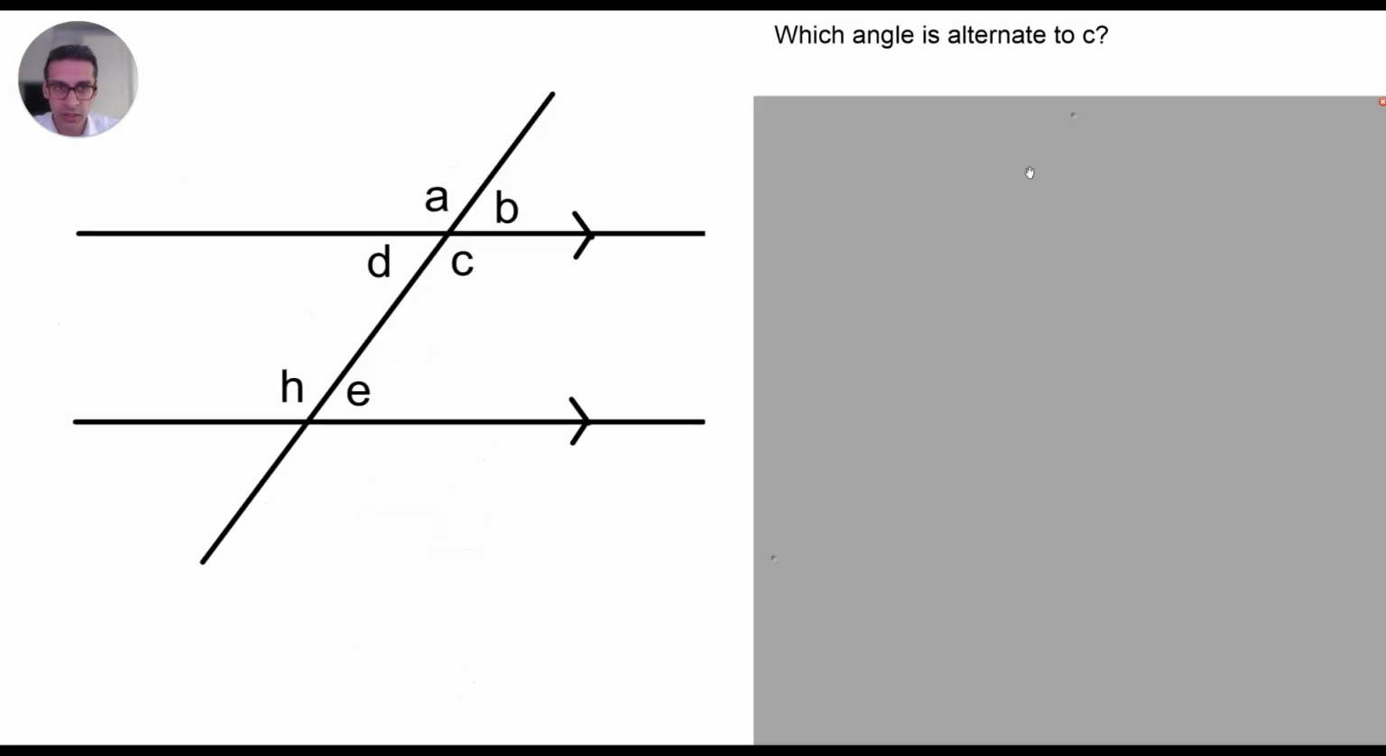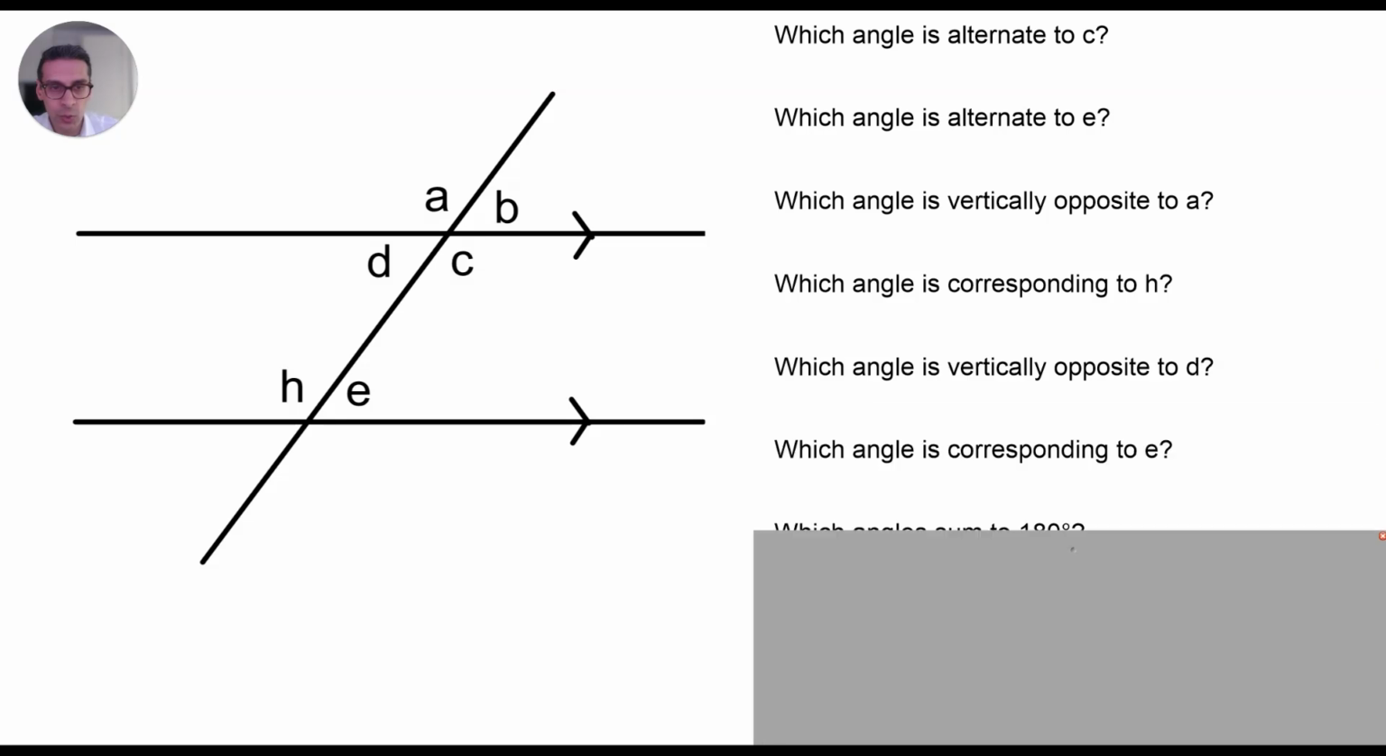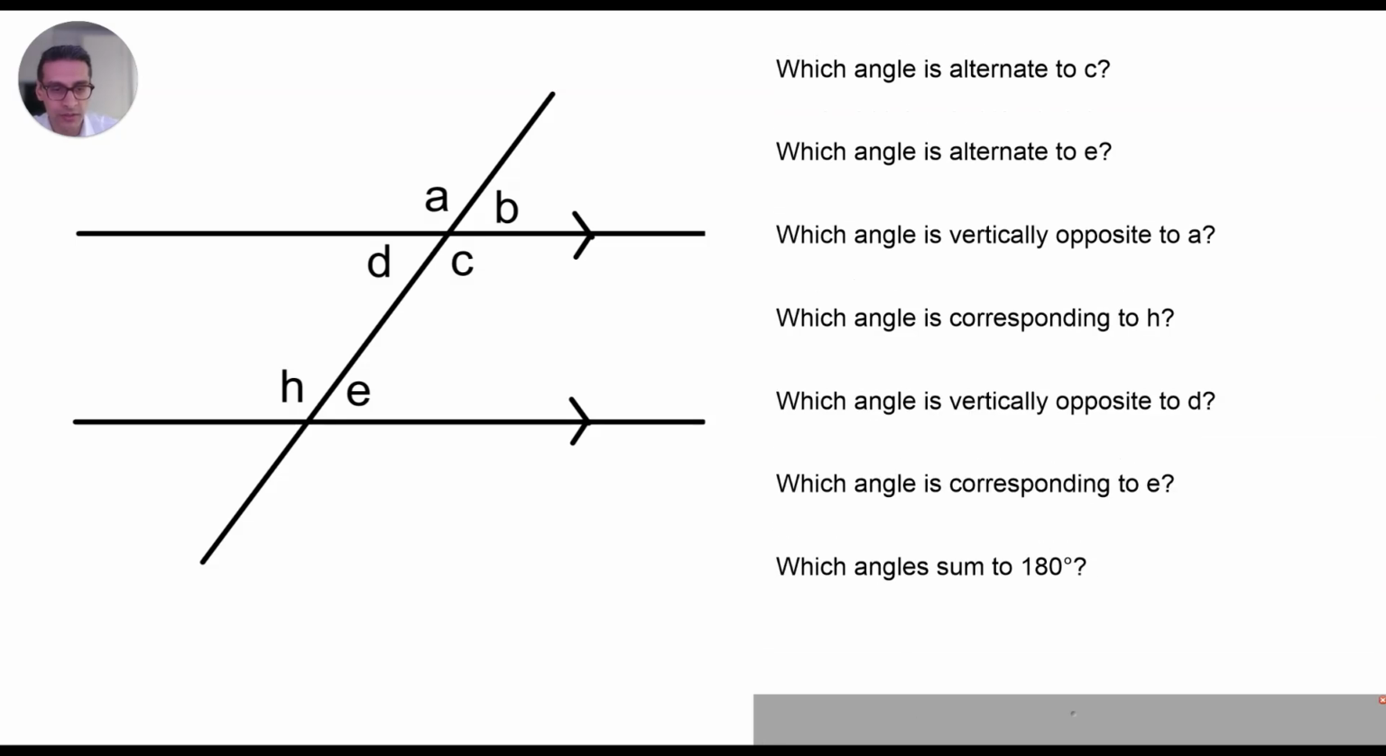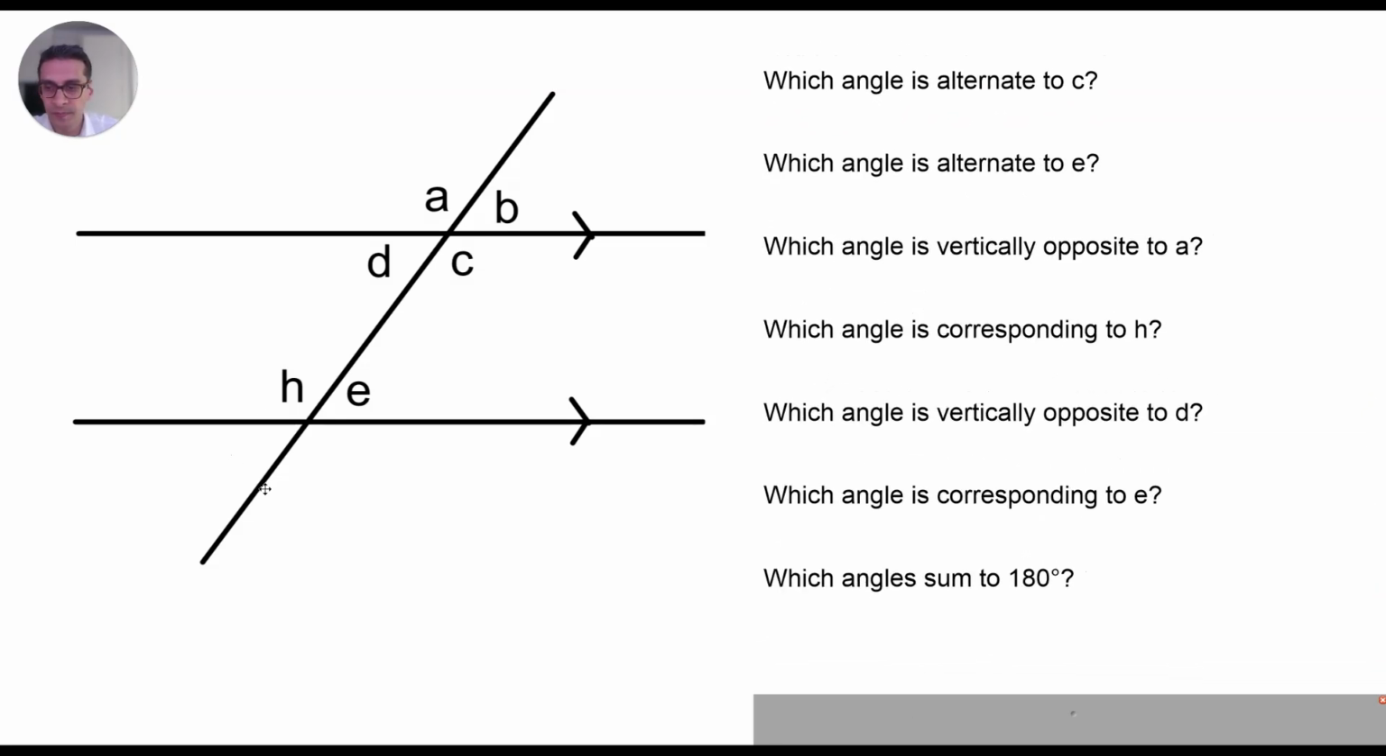Another example here. Which angle is alternate to C? Pause the video and try this question, and actually try all of these, and then I'm going to go through these bit by bit. So the alternate angle to C, remember, it has to be in between the parallel lines and on the other side of the transversal, which is this, it's going to be H.